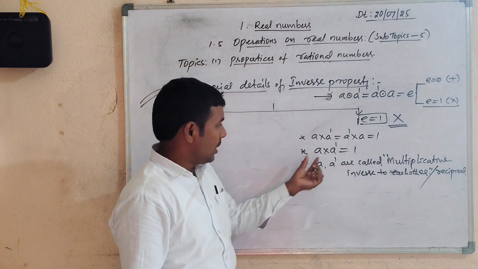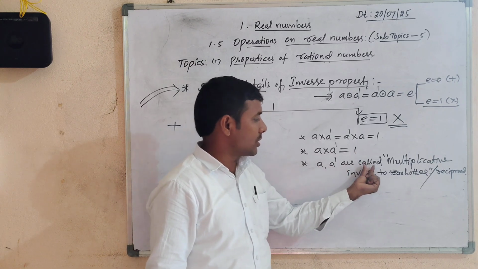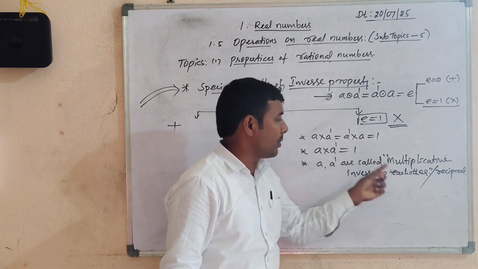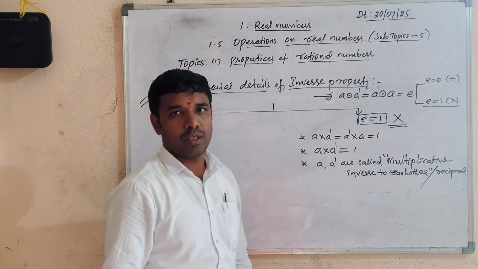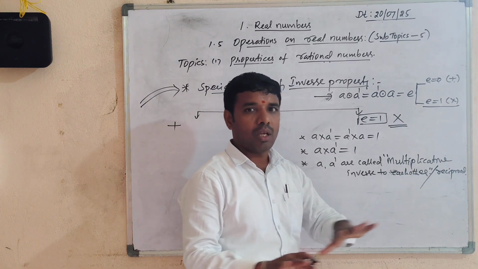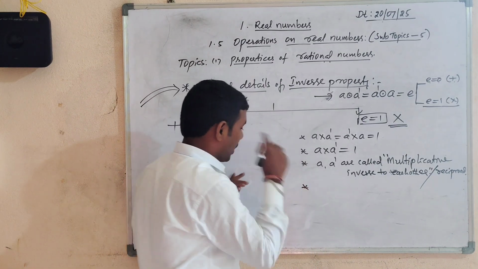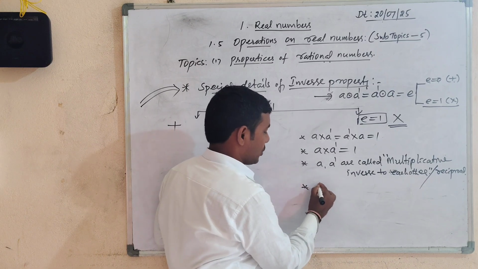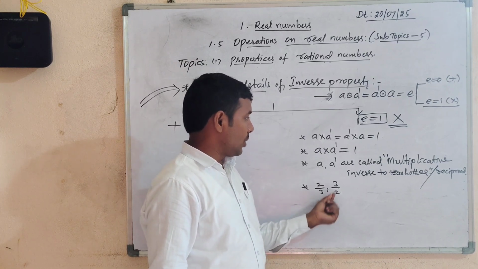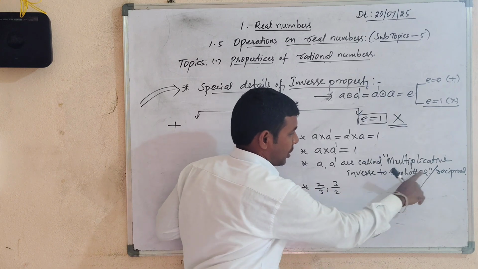Once again, A into A complement is equal to 1. So A and A complement are called multiplicative inverse to each other, or A and A complement are called reciprocals to each other. Note, multiplicative inverse and reciprocal are the same. A few examples: 2/3 and 3/2. While multiplying both we get 1, so 2/3 and 3/2 are called multiplicative inverse to each other.